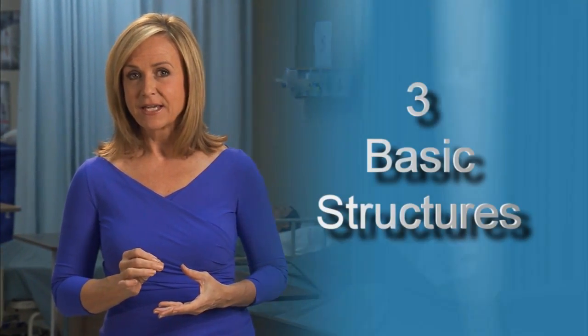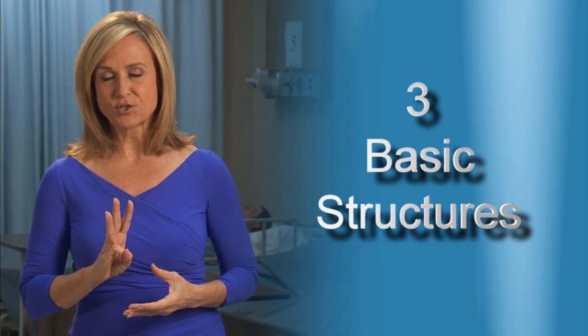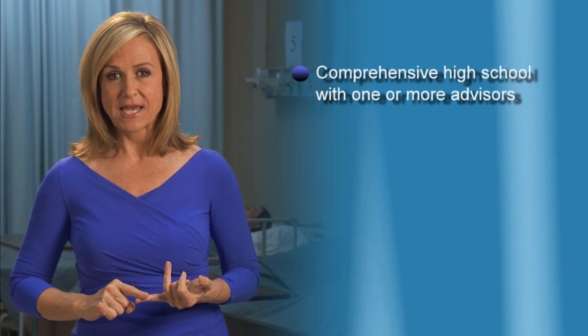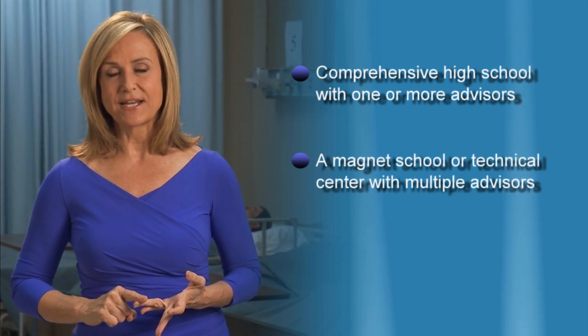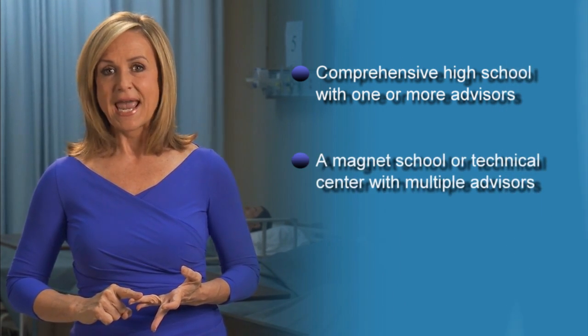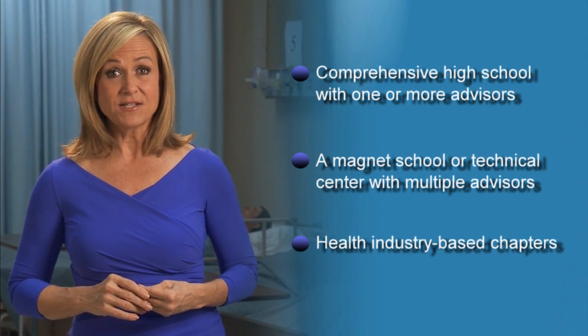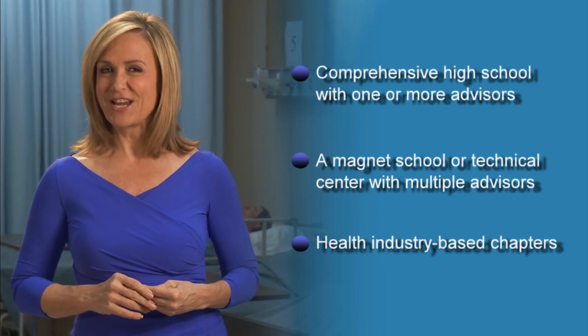While no two HOSA chapters are exactly alike, there are three basic structures: comprehensive high school with one or more advisors, a magnet school or technical center with multiple advisors, and health industry-based chapters. Listen to some HOSA advisors tell you more about each type of chapter.